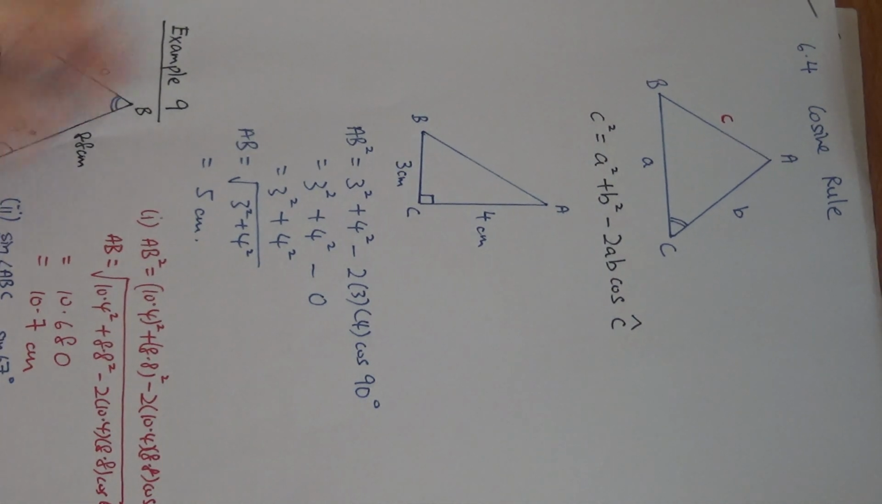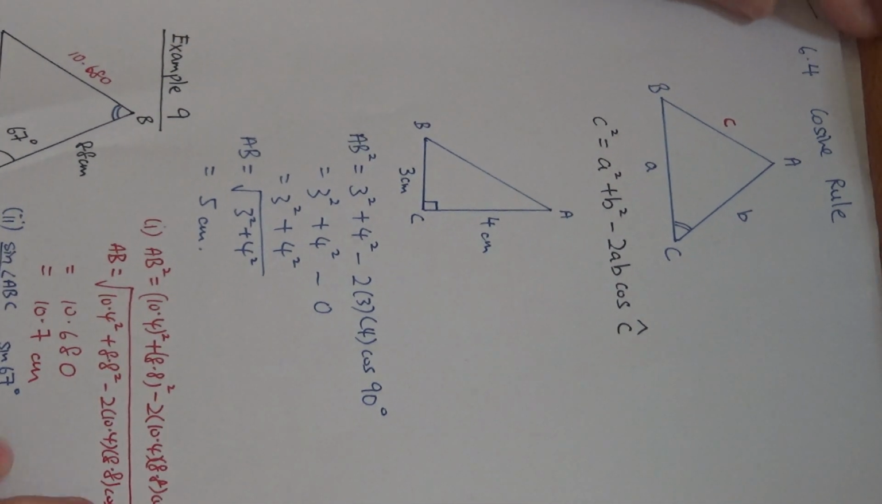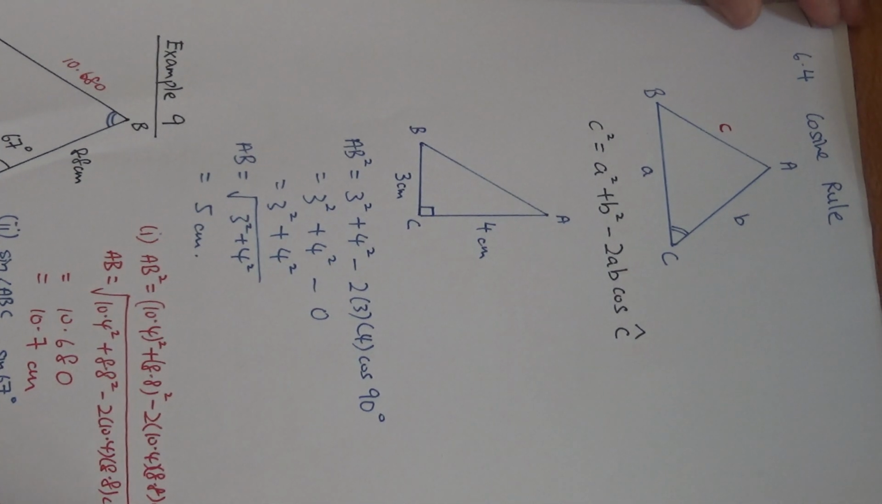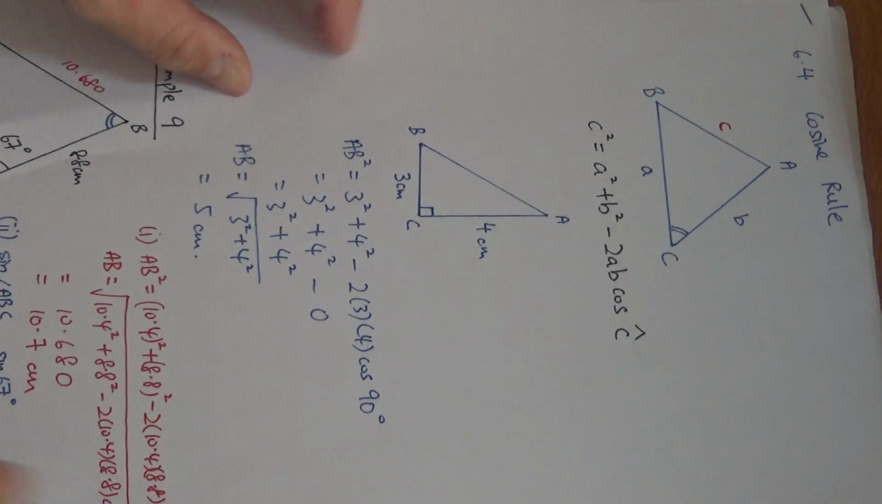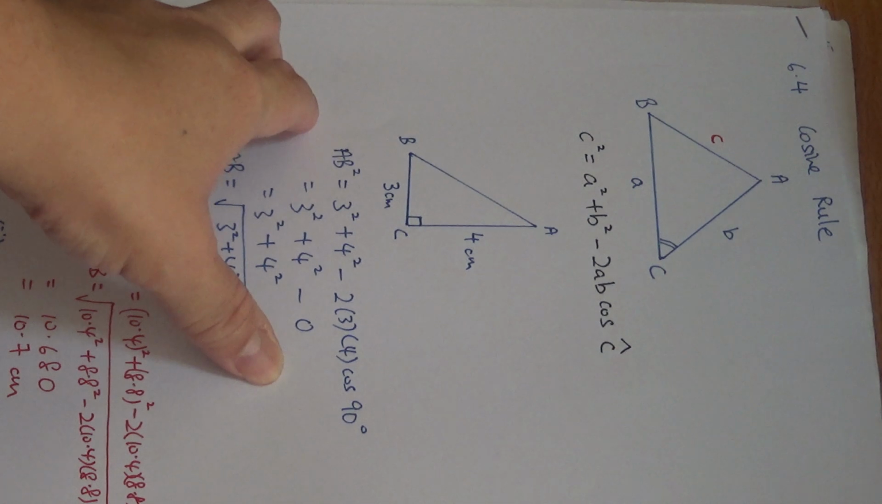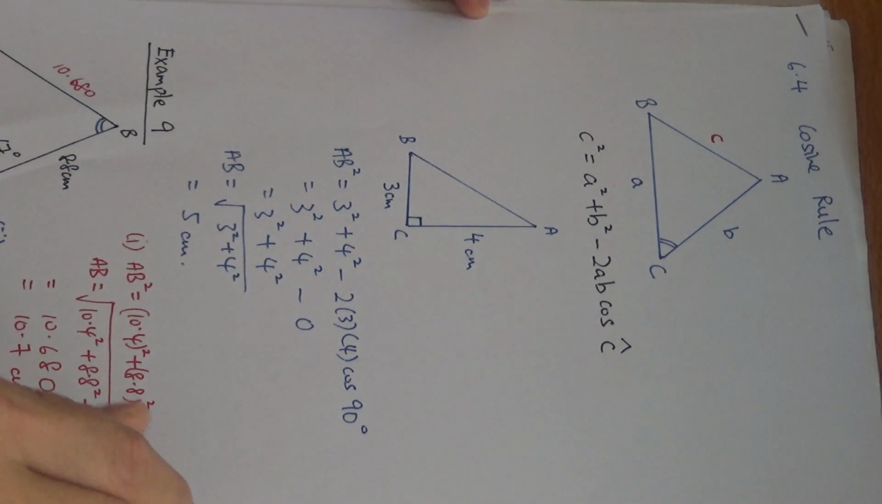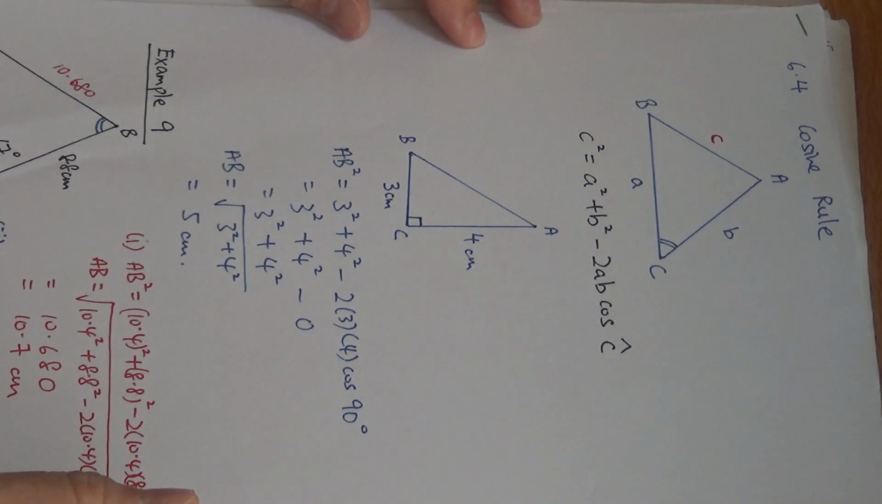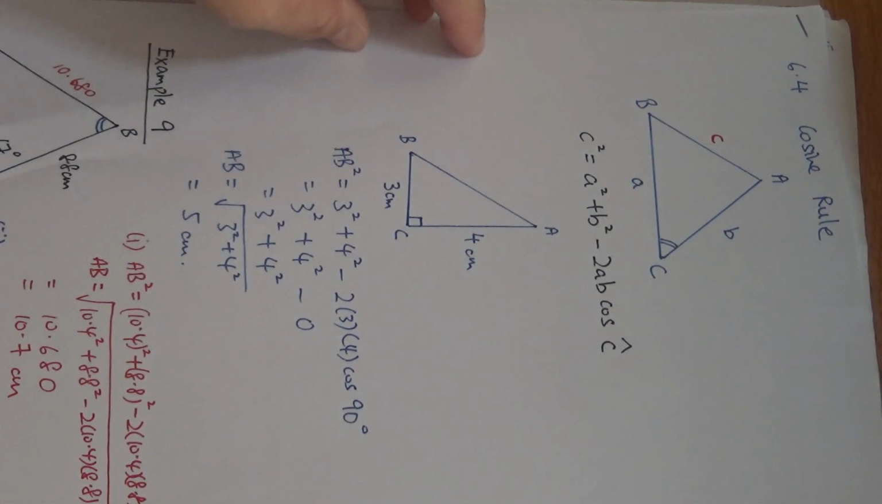Good morning, class. Today we are continuing on section 6.4 in your E-Maths, and that is the cosine rule. This can be found on page 197 of your textbook. After you have done with page 197, can you please turn to page 199?